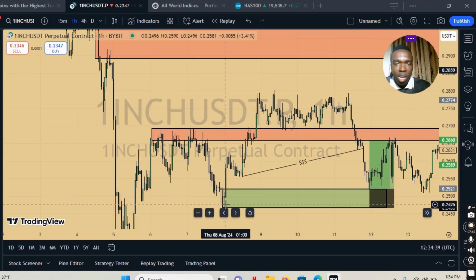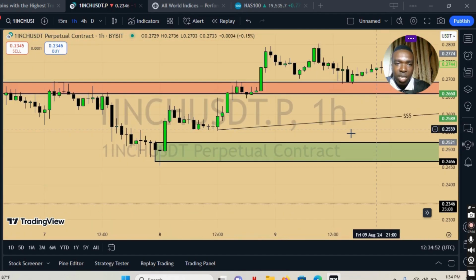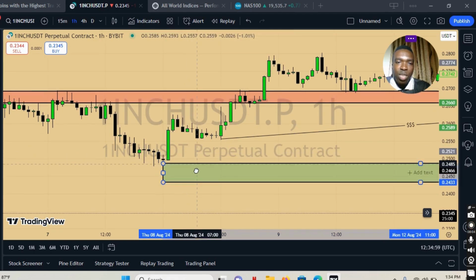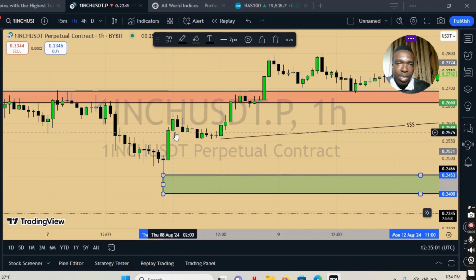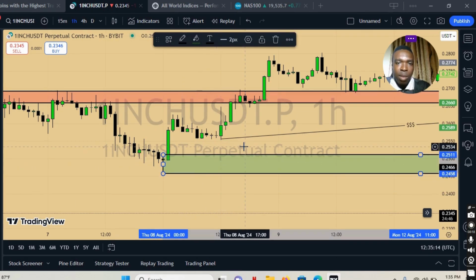Now, as you can see, first of all, this is our push to the upside. This is a very big momentum to the upside. That's one. Two, we look for our fair value gap. Where is our fair value gap? This is actually our fair value gap, because there is a space between this and this. There's actually a gap between this and this, which price will tend to close. This is our fair value gap.